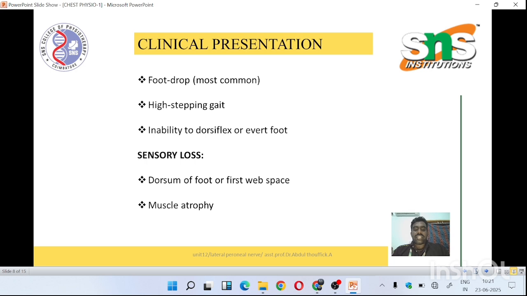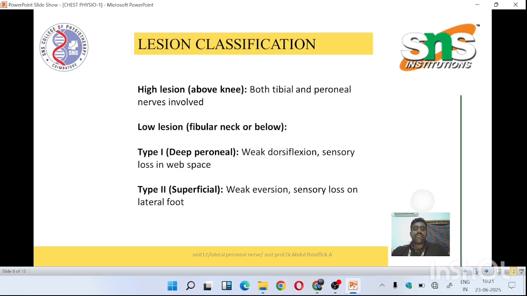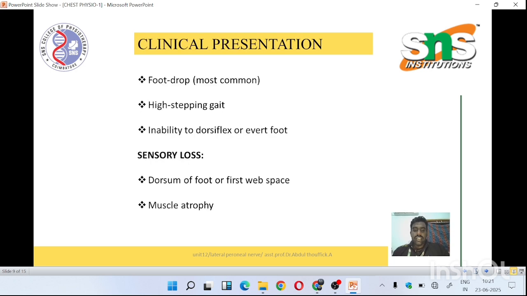What are the clinical presentations? Clinically, you will see foot drop, patients can't dorsiflex the foot, a high stepping gait to avoid toe dragging, sensory loss over the dorsum or the first web space. Muscle atrophy can occur, especially in the anterior compartment muscles. Always examine the gait and the muscle strength carefully in suspected cases.